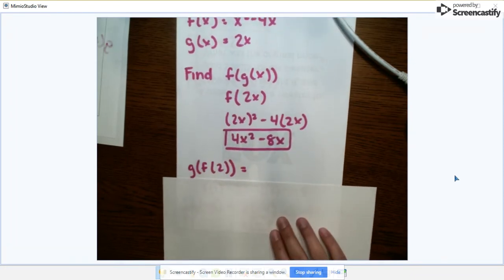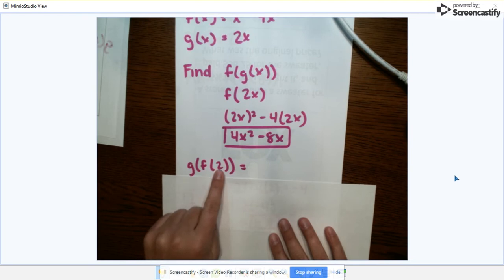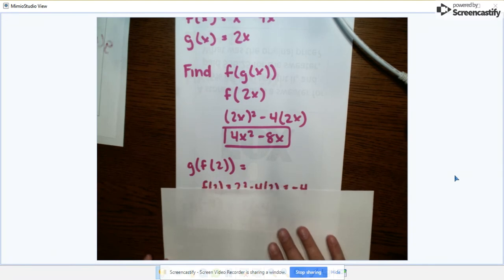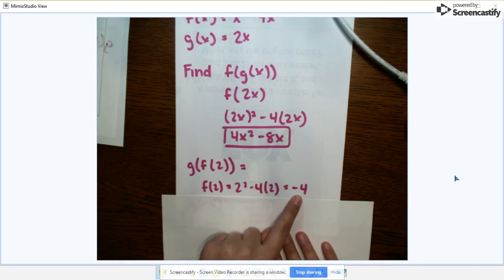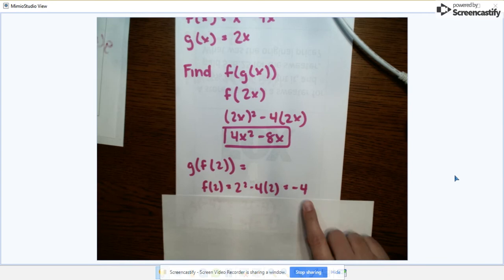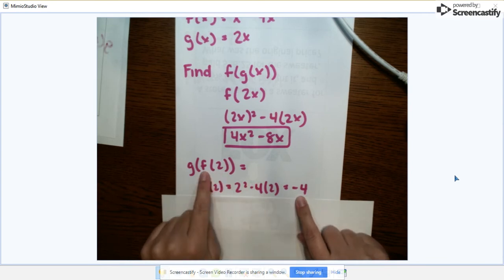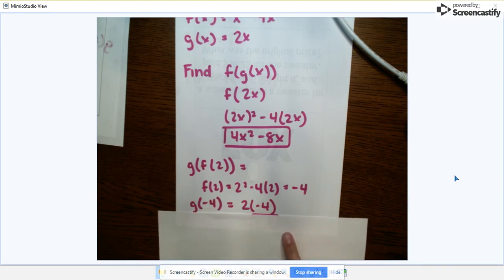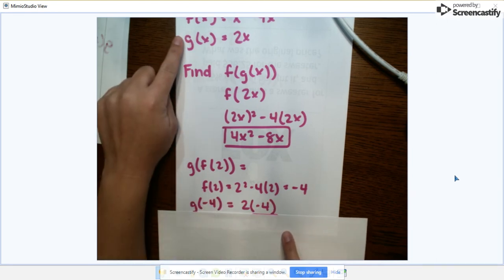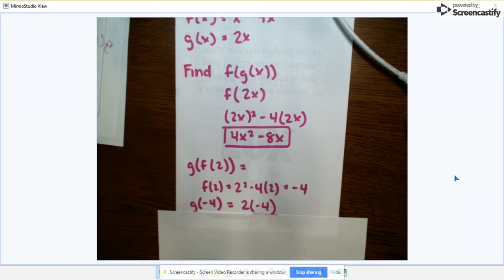We can also find composition of functions at specific values. So we can find g of f of 2, but we always start inside, so we're going to find f of 2 first. So I'm going to plug 2 into my f function, which is 2 squared minus 4 times 2. 4 minus 8 gives me negative 4. Now I'm going to use negative 4 as my f of 2, so it's another substitution. This becomes g of negative 4. Now I plug negative 4 into my g of x function, which is 2 times negative 4, which gives us a solution of negative 8.